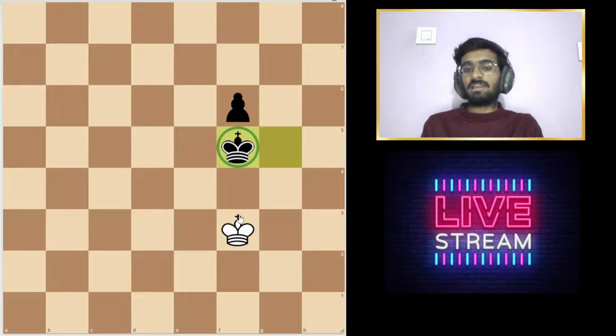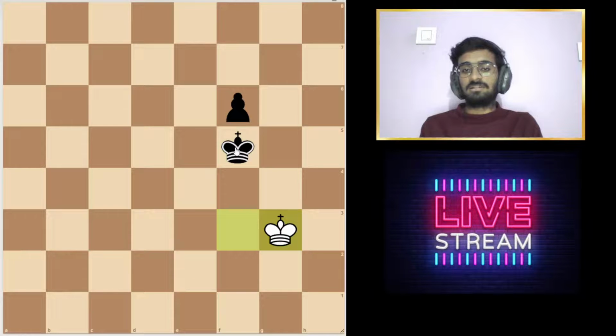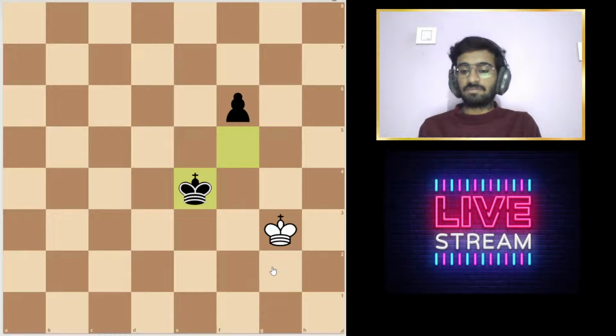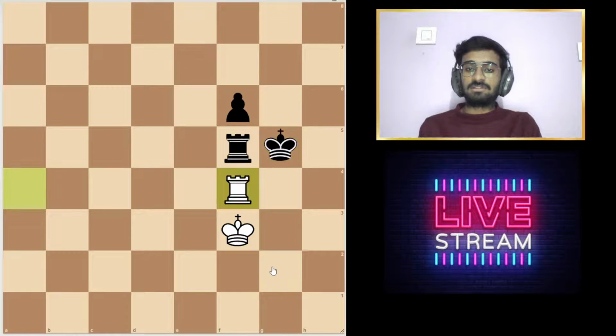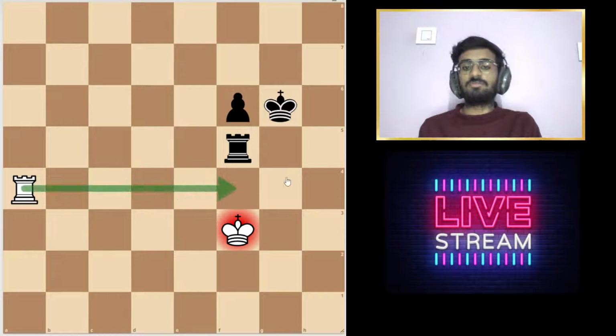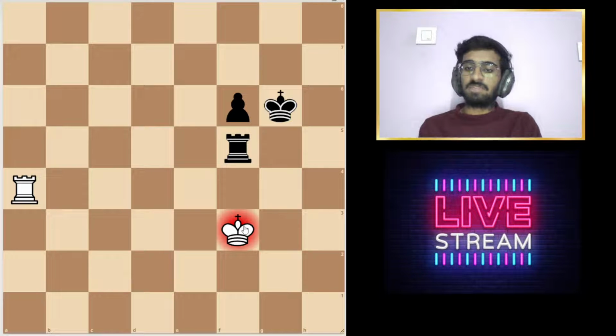Now black has done the opposition. Now white has to give way to this black king, and black king will come forward, and this pawn will now become the queen. And it's losing. So how to save yourself from check here? You can play anything, but not the rook move. Yes, that's correct. You can play anything.